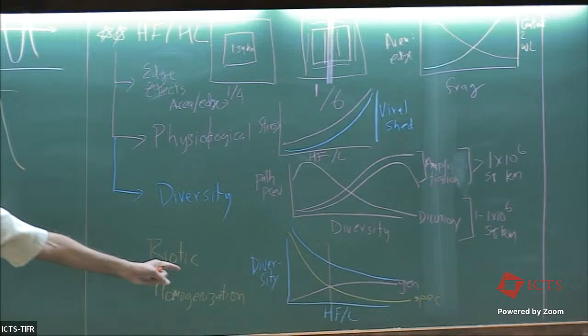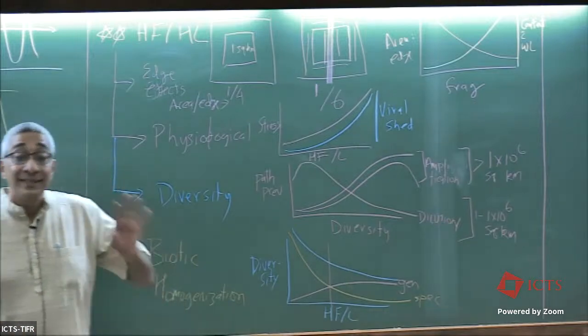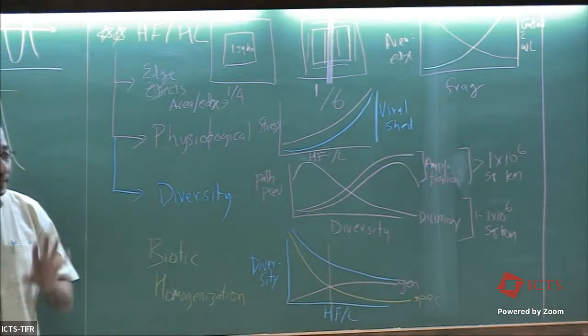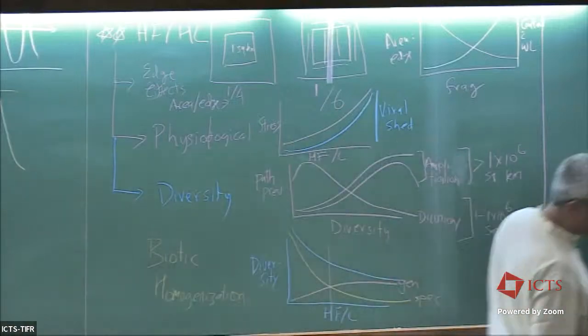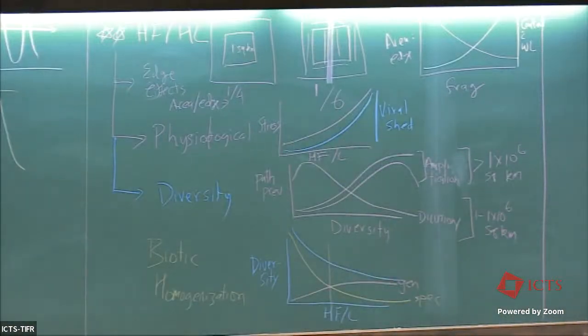And this is called biotic homogenization, and this has been shown for multiple taxa, right from plants to insects to fish to birds. And what I wanted to say is that our study showed that the same process is happening in parasites, right? And I will come to that if I'm not forgetting anything. I think we're good. Okay.